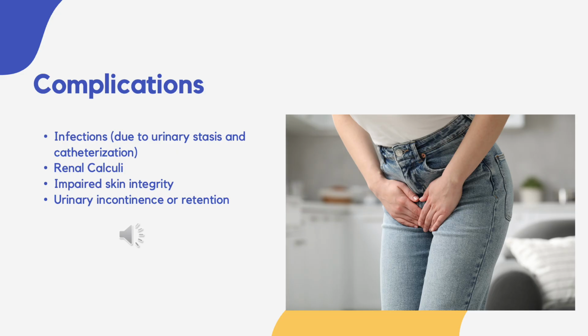So as nurses, being able to recognize these potential complications allows us to develop a comprehensive care plan that addresses not only the physical, but also the emotional and social challenges that are faced by these patients. Preventing complications really requires proactive interventions, including things like regular bladder assessments, proper hygiene, and effective management of catheter use.